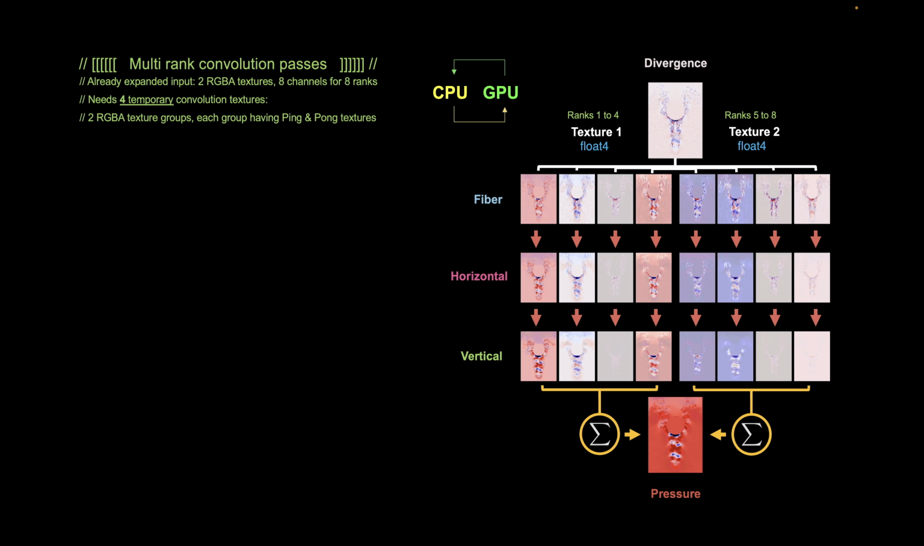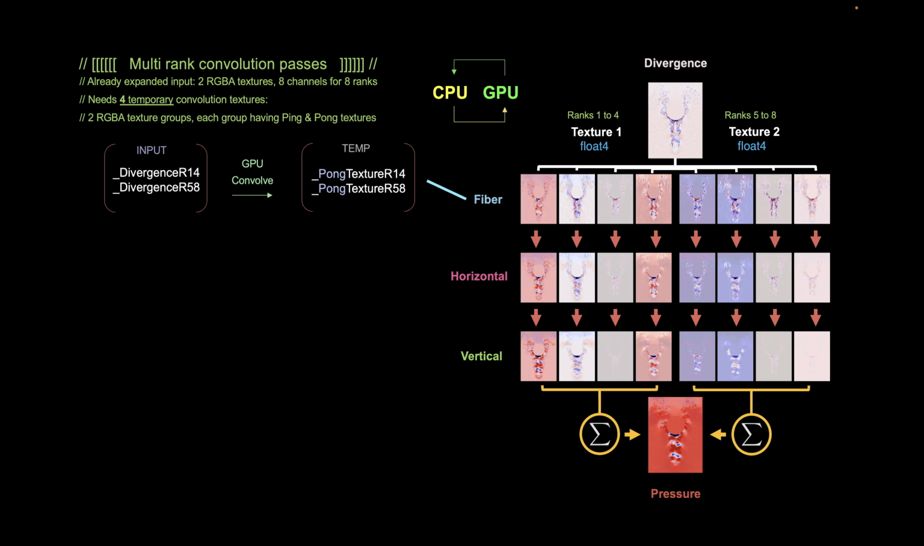Okay, with all this, let's do the convolutions. Starting from the expanded divergence in two float 4 textures, we do the filter convolution and save the results in two float 4 temporary textures. Remember, R14 and R58 mean the first and the second 4 ranks that together give us 8 ranks.